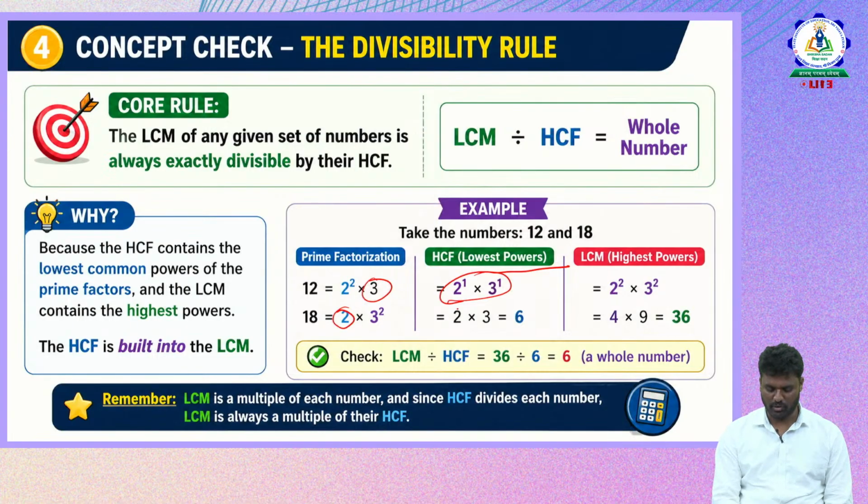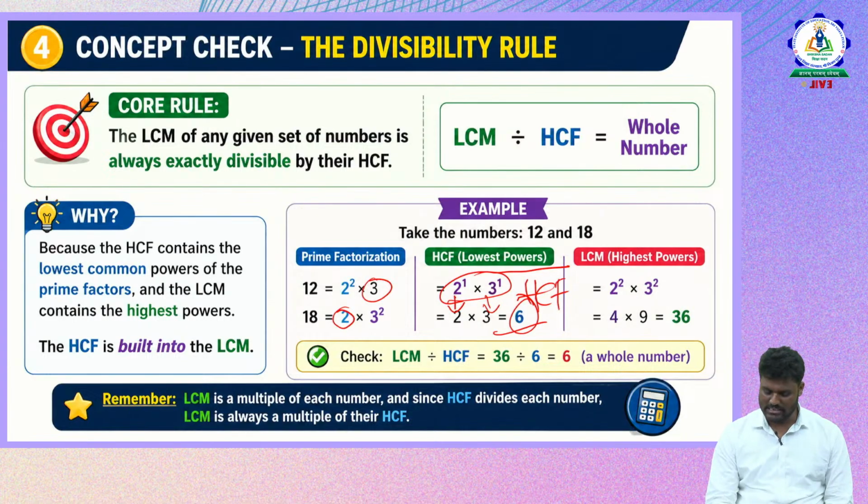Okay, so 2 to the power of 1 is nothing but 2, and 3 to the power of 1 is nothing but 3. So when we multiply 2 into 3, we get 6. This is our HCF, the highest common factor of 12 and 18.